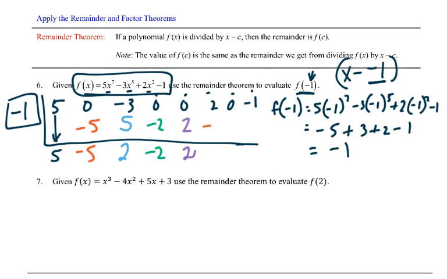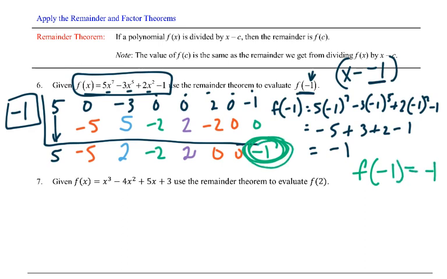-1 times 2 is -2. 2 minus 2 is equal to 0. -1 times 0 is 0. 0 plus 0 is 0. -1 times 0 is equal to 0. -1 plus 0 is -1. Remember, this is my remainder. Notice that my f of -1 equals my remainder I got when I divided.